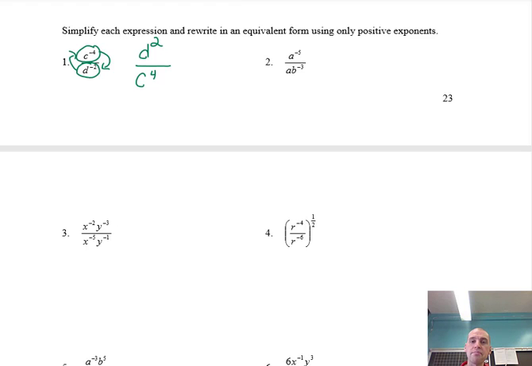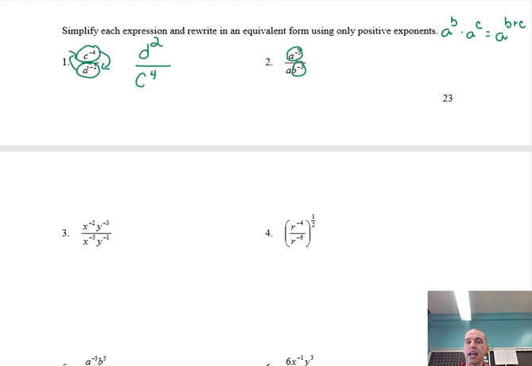We also have to remember our rules of exponents. Our rules of exponents state that if they're being multiplied, remember that you add. So a to the b times a to the c equals a to the b plus c. We talked about that before. So let's look here. I have a to the negative 5 and b to the negative 3.